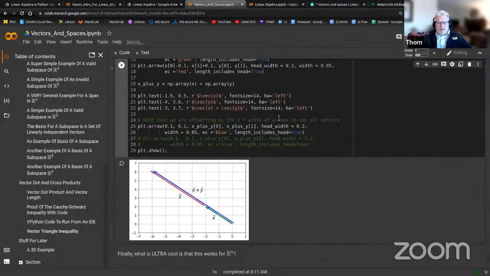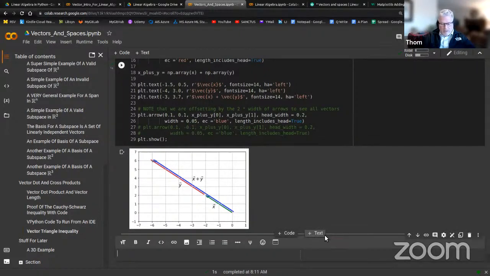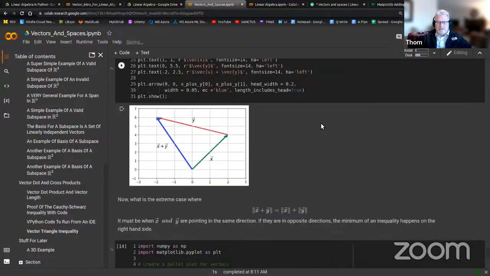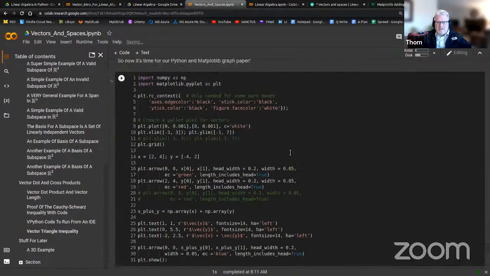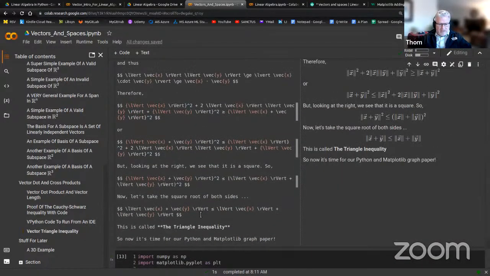But let's go ahead and write this. We find a minimum for the right-hand side of, and then we're just going to go get that because I'm lazy, hopefully constructively lazy. But it's not that one, it's this one. So we get the last stuff here.